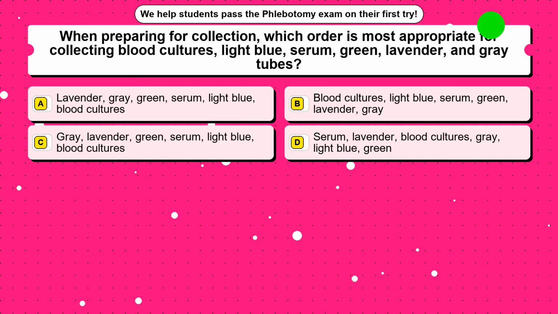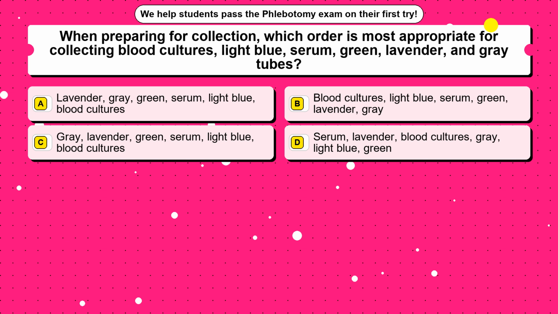Question 42. When preparing for collection, which order is most appropriate for collecting blood cultures? Light blue, serum, green, lavender, and gray tubes. Option A, lavender, gray, green, serum, light blue, blood cultures.